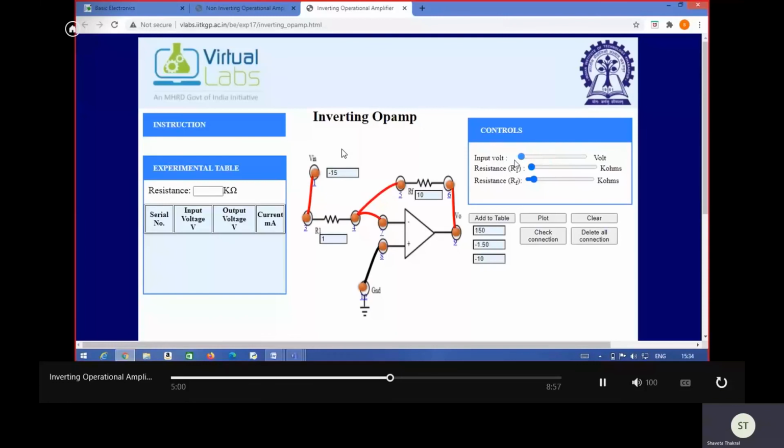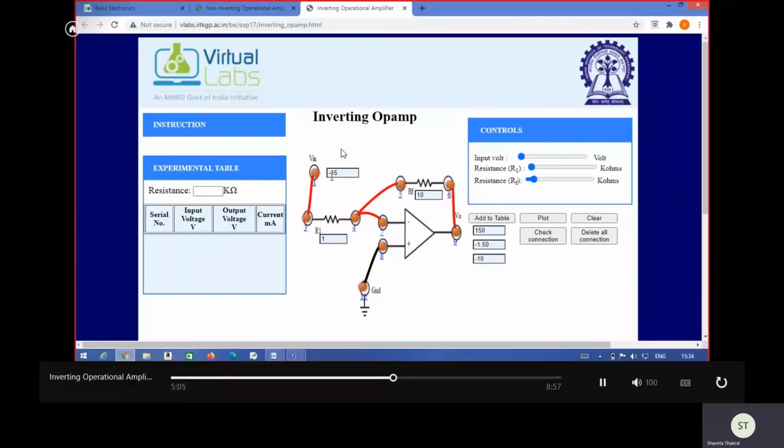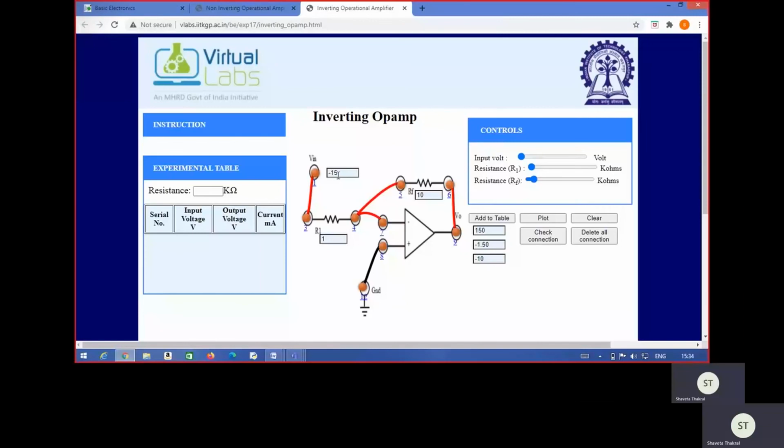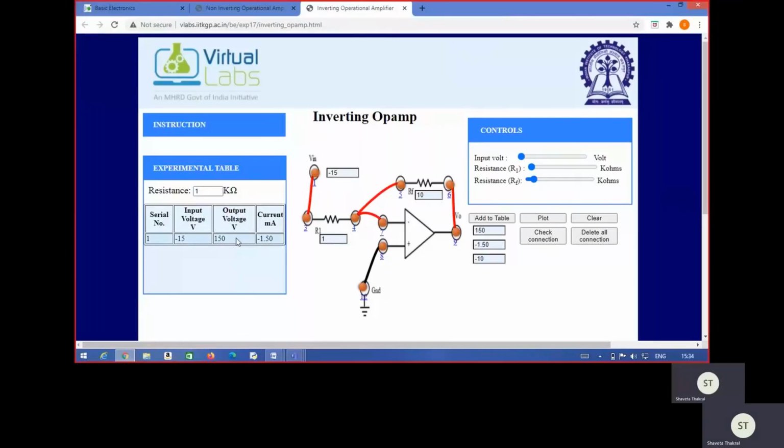Let's say initially we are putting the value of input voltage at minus 15 volt. So we can take the value of input as minus 15 volt, and accordingly we are getting the output and we can add it to table. So we can see here the input voltage is minus 15 and the output coming here is 150. So how are we calculating the output voltage, and what should be the gain of this inverting operational amplifier?